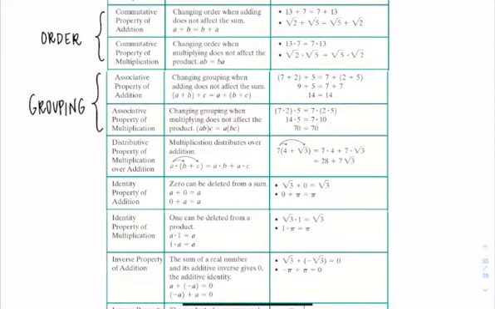The distributive property of multiplication over addition just says that we can distribute the multiplication to both parts, or however many parts of the addition. The identity property of addition just says that if I add 0 to a number, then it's just the original number. The same idea goes for the identity property of multiplication, except instead of 0, we multiply by 1, because that's going to give me the original number.